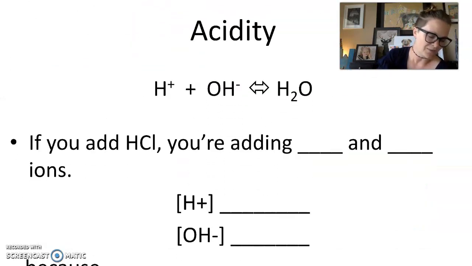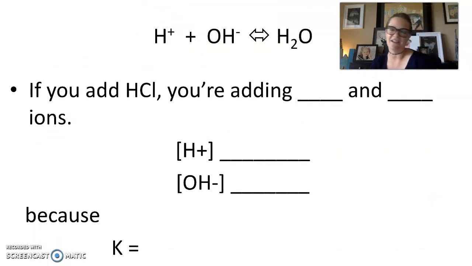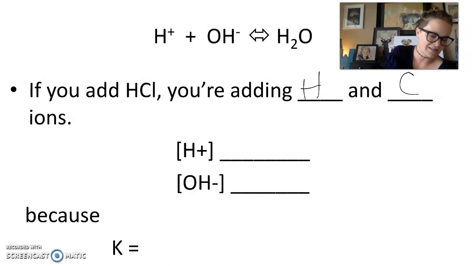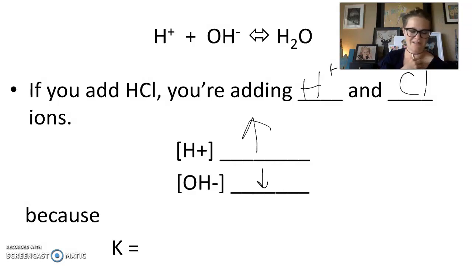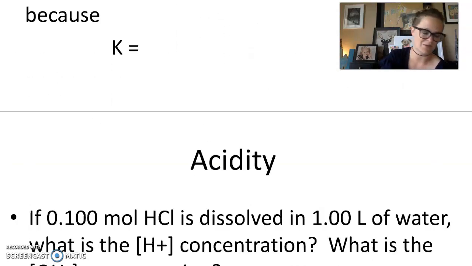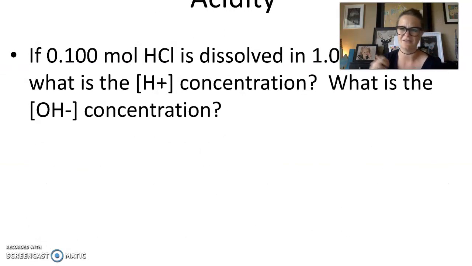But with an Arrhenius acid, if I add HCl to the reaction, we're really adding H plus and Cl minus ions to the solution. So this one is going to go up. The OH minus amount will go down because K is a constant and it stays the same. So I'm kind of goofing up. I didn't really mean to do that slide now that I just said that. So let's try a problem.